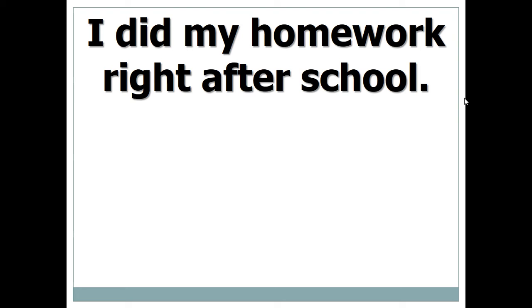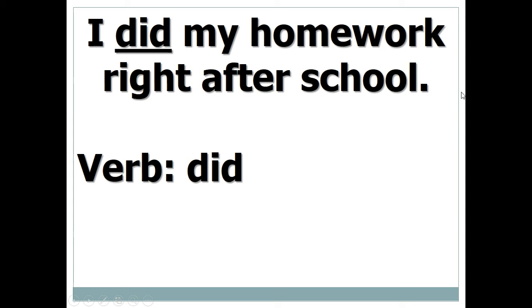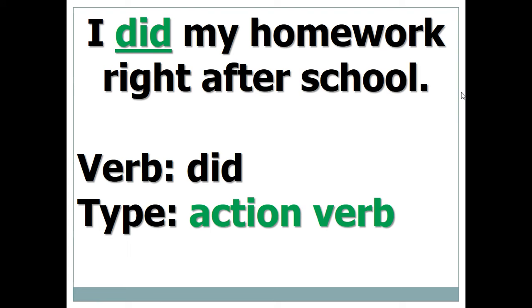All right. I did my homework right after school. Who or what are we talking about in this sentence? Oh, we're talking about I. I am the one that we're talking about in this sentence. Now, am I doing some sort of action in the sentence? Well, yeah, I did. Some people might say I did my homework, but the word homework is a noun. That's not an action at all. So in this sentence, the verb is just the word did all by itself. That's it, did. And the word did is going to be an action.